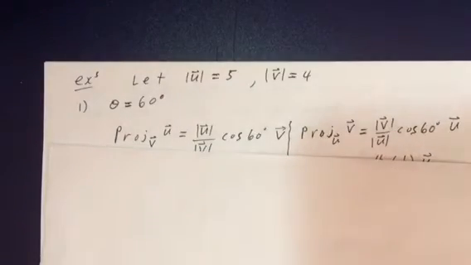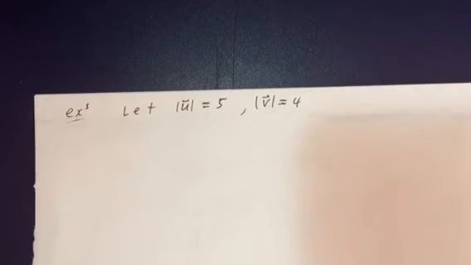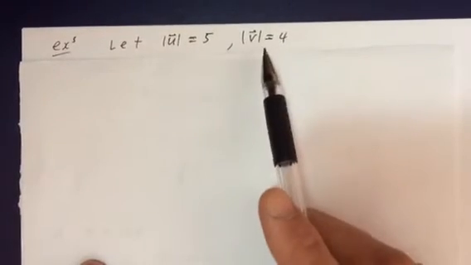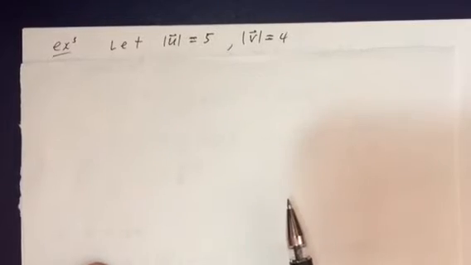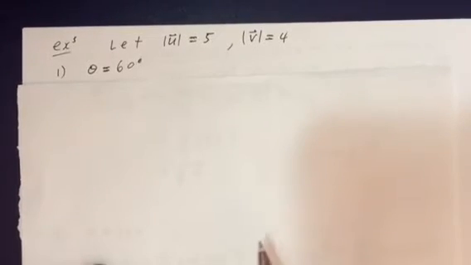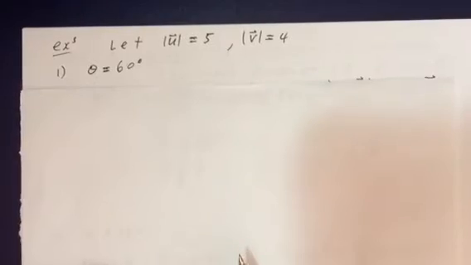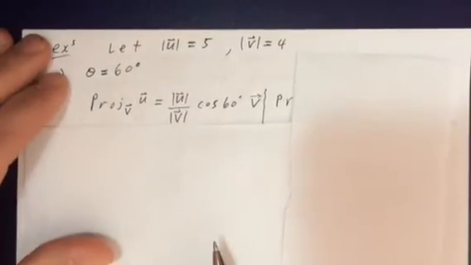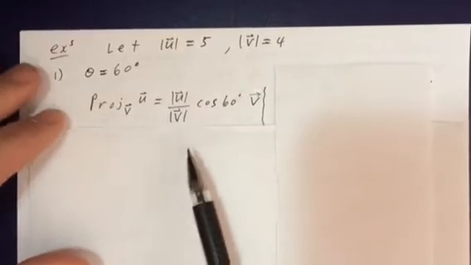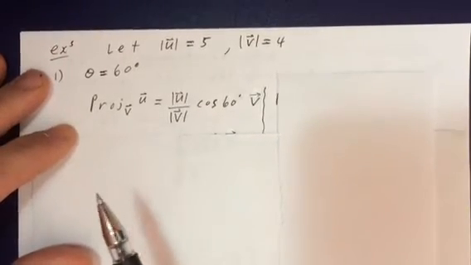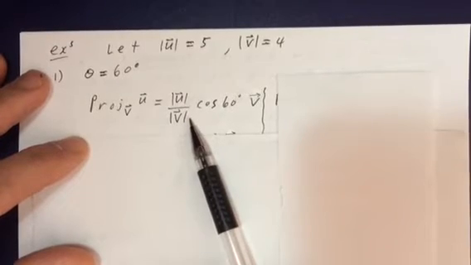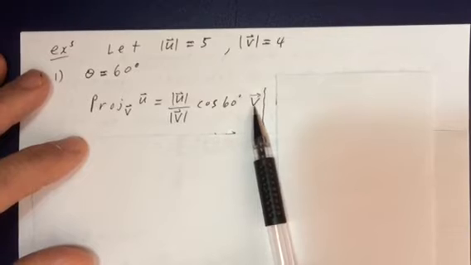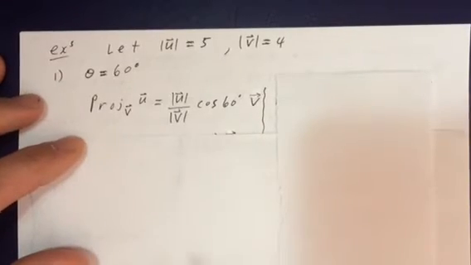Let's do some quick little examples here. If we let the magnitude of u equal 5, the magnitude of v equal 4, and theta equal 60 degrees, let's do the projection of u onto v. From our formula, the projection of u onto v is the magnitude of u over the magnitude of v times cos theta, in the direction times the vector v. So we worked out this formula earlier.